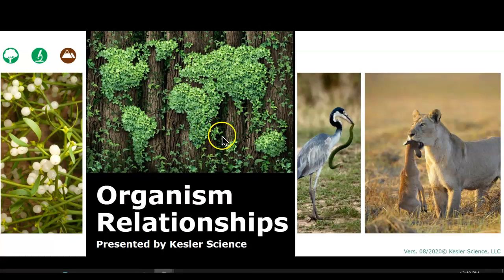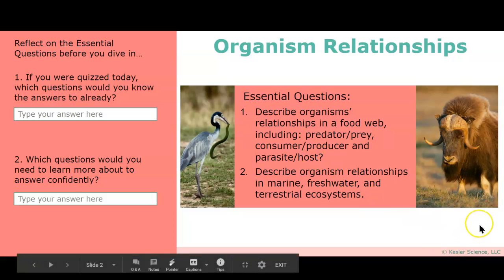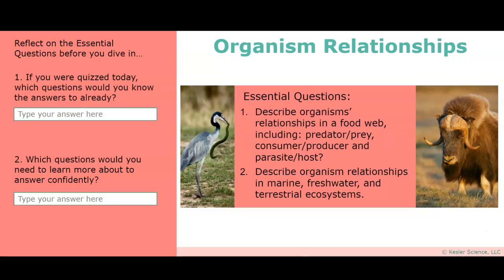I know that we've been spending a lot of time talking about food webs. We're going to take it a little farther today and talk about some more steps with that. One of the things we're going to look at is predator and prey, consumer and producer, parasite and host, which some of those terms should be familiar to you. And we're going to look at organism relationships in marine, freshwater, and terrestrial, which means on land, ecosystems.